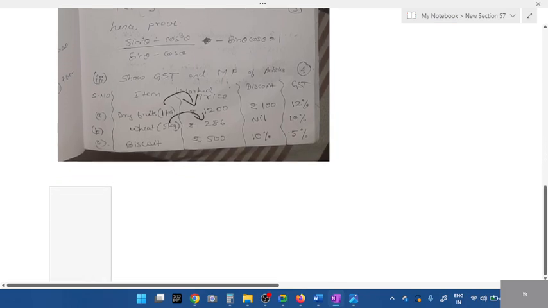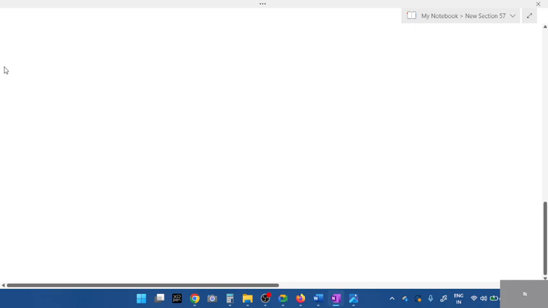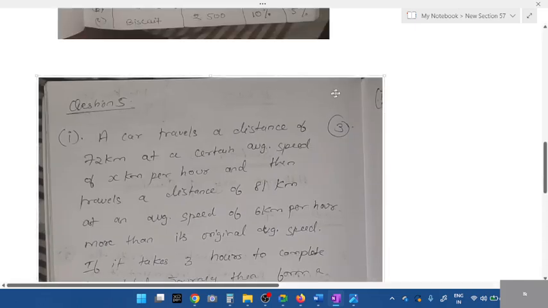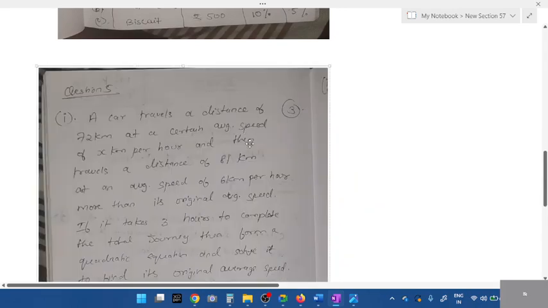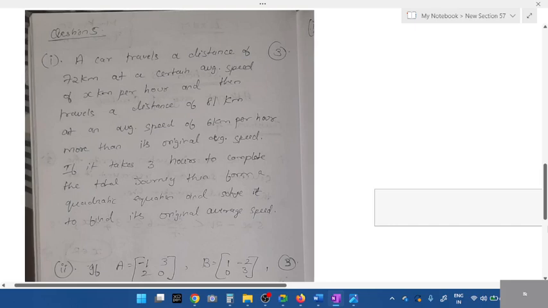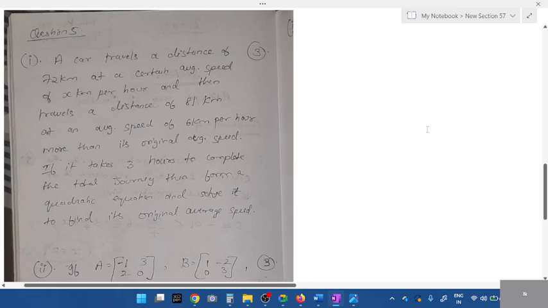Seventh main, all of you attempted seventh main. How many of you didn't attempt, students? Respond. How many of you didn't attempt seventh? Not seventh, sorry, fifth question. Fifth main.